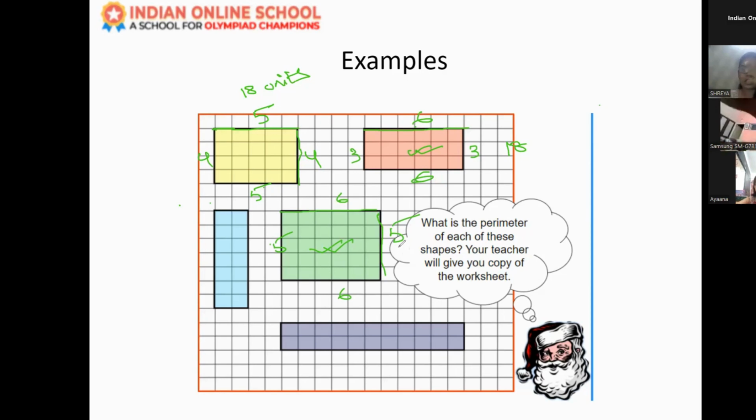Since you don't have to see left and right separately, because a rectangle has opposite sides equal, obviously parallel sides are equal. So if the breadth is 5, that implies both sides. Okay, Viraj? So this is 6 plus 6, that's 12, and 5 plus 5 is 10. That makes it how much?